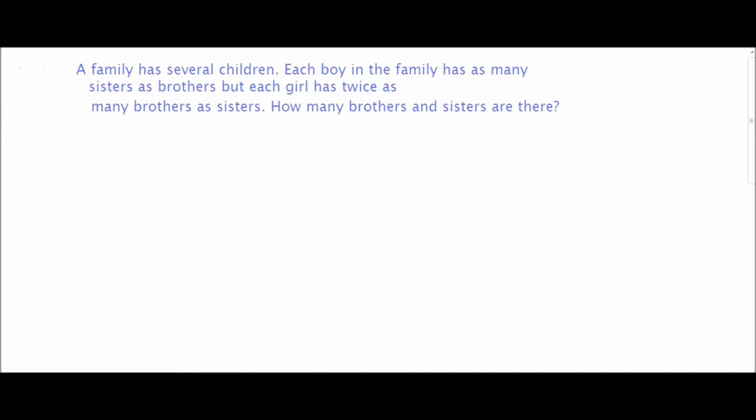Anyway, the problem we have at hand right now is the one you can see on the screen. The problem goes like this. A family has several children. Each boy in the family has as many sisters as brothers, but each girl has twice as many brothers as sisters. How many brothers and sisters are there?